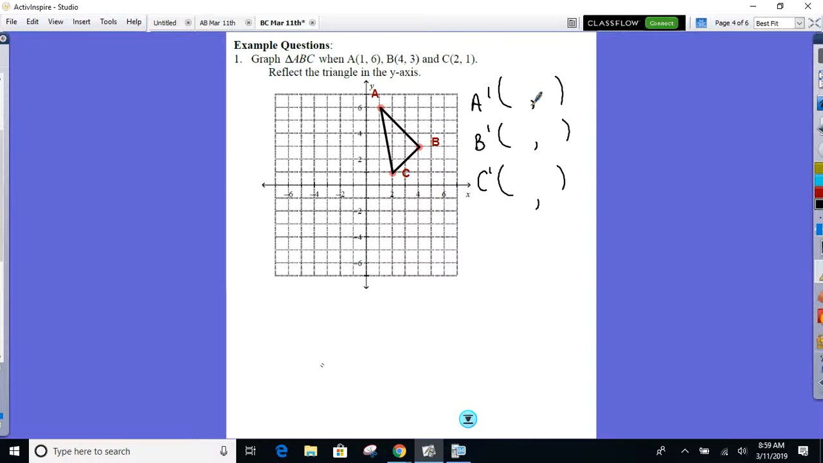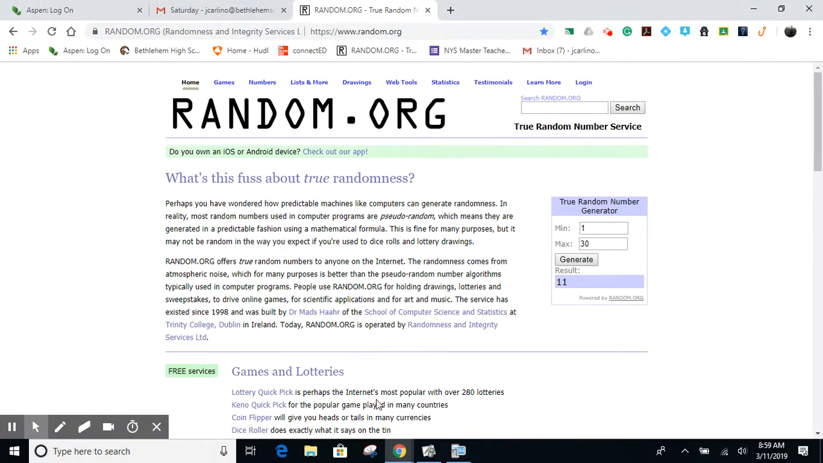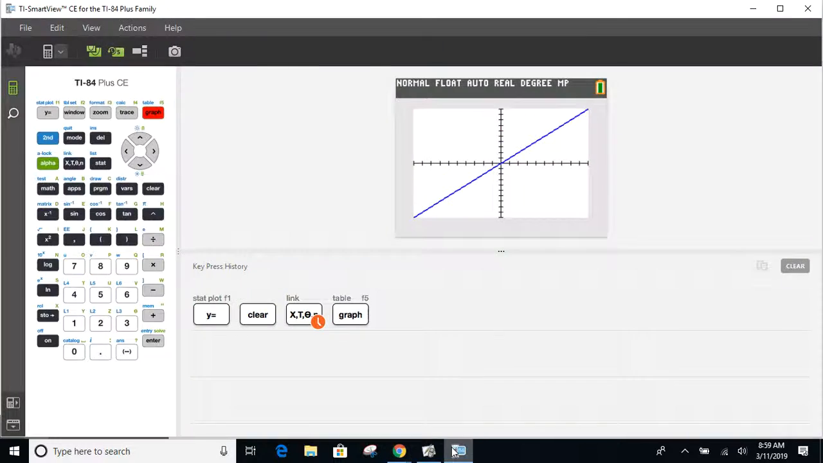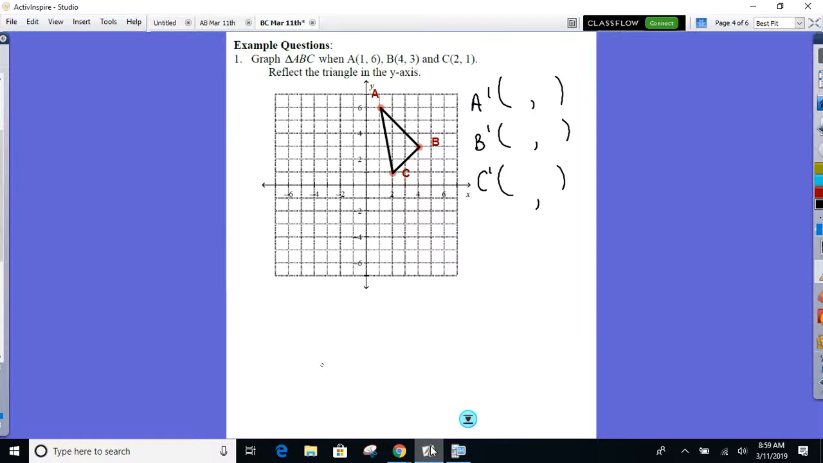All right, let's do this. When you're ready, let me know the new points. 12. Let's roll. New points. A prime. Darn right. B prime. Yep. Finisher. There you go.